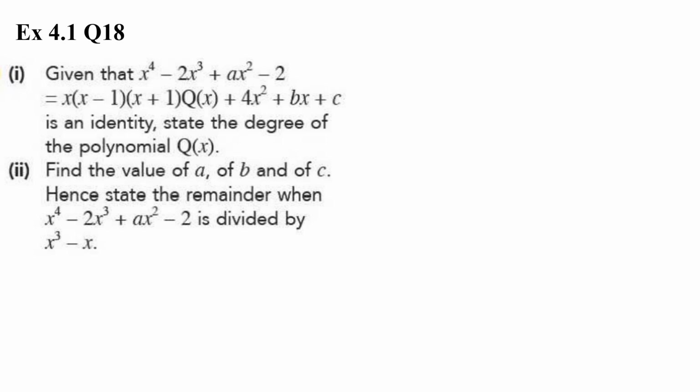Okay, right. Yeah, we have come to the second last question. That is question 18. Okay. Brace up, brace up. We can do it. All right, let's look at part 1. So part 1, we're given the blah blah blah equals to blah blah blah and blah blah blah is an identity. State the degree of the polynomial q of x. Oh, that's easy. So the degree of the polynomial q of x, oh, that's quotient. So we need to state. All right, that's not difficult also.